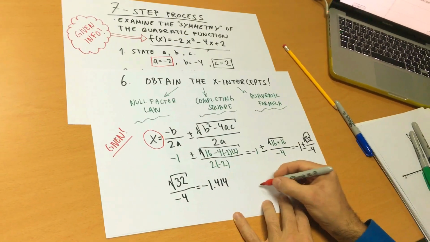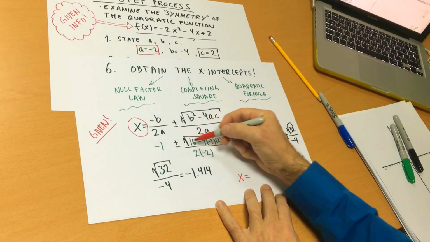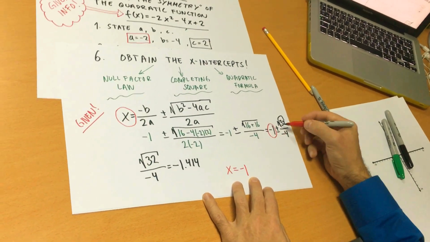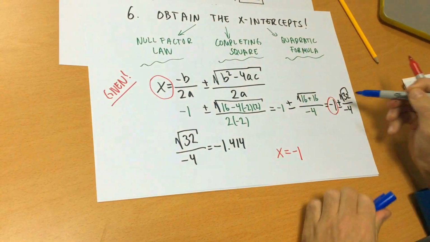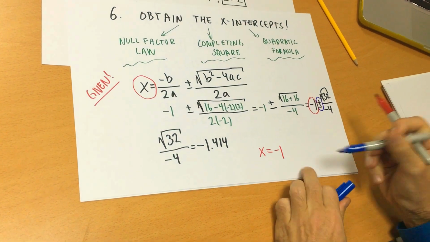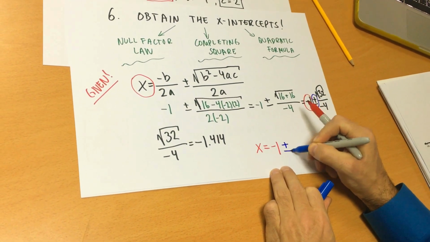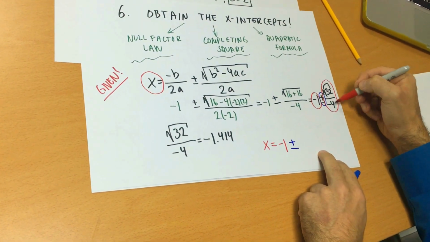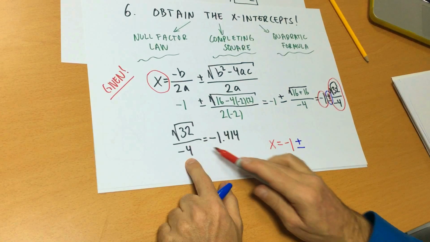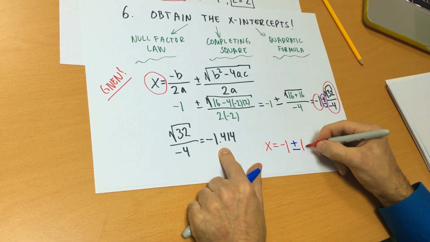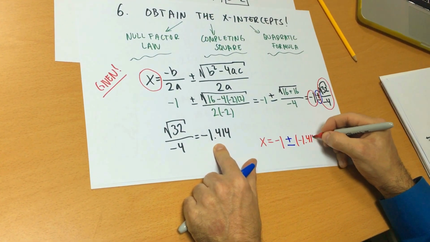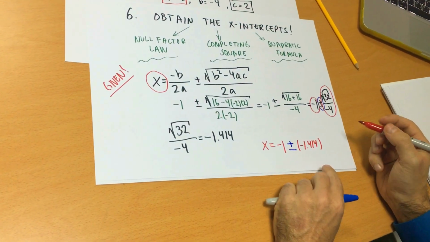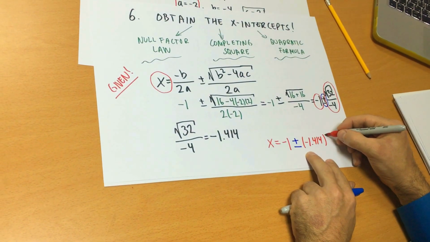x equal to negative 1 plus or minus, that's this in blue, and then we had square root of 32 divided by negative 4. Well, I put that into my calculator. I saw that this was equal to negative 1.414. And I rounded to the third decimal. I'm only keeping 3 decimals. So I get 2 different answers here.